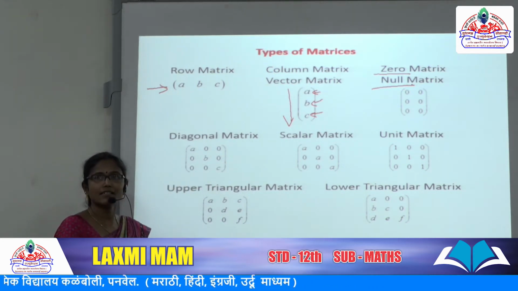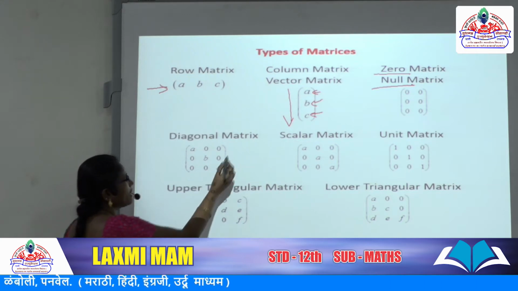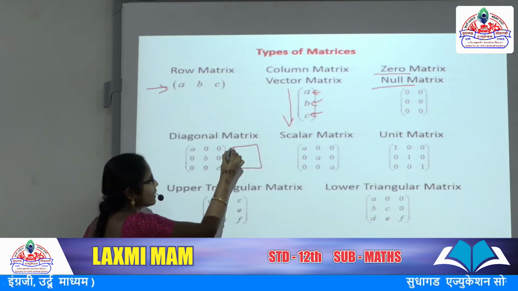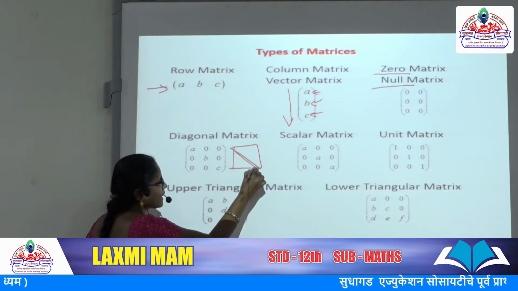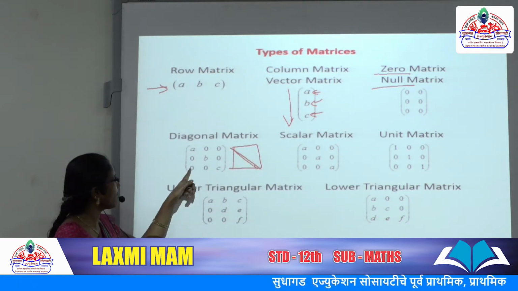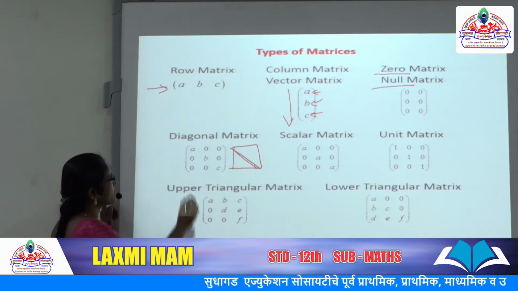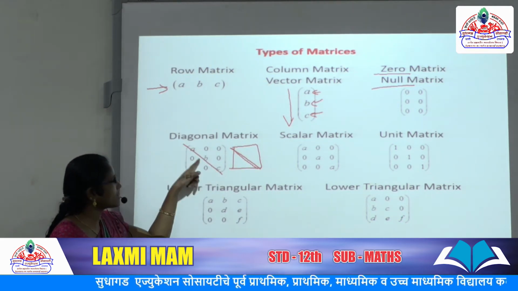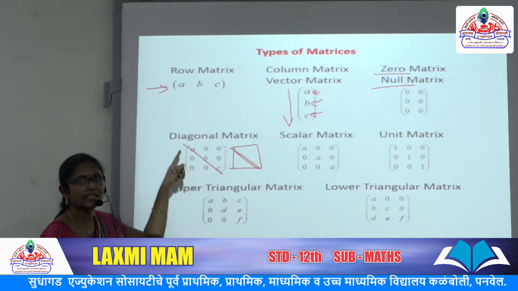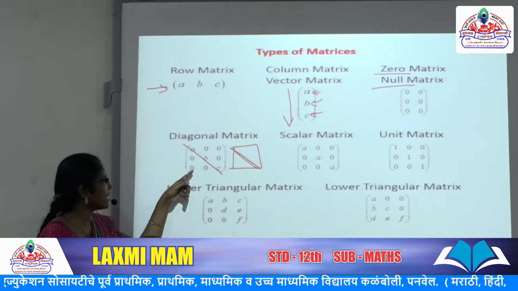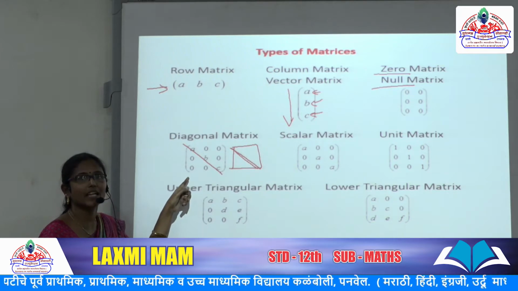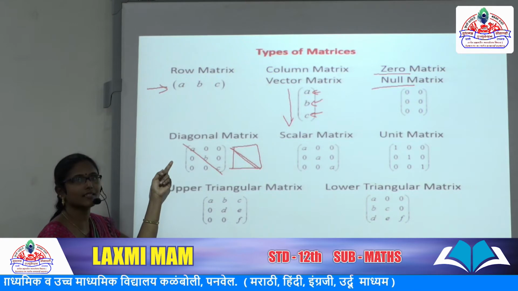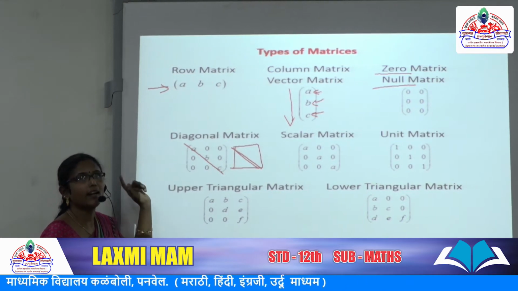Diagonal matrix. See here, diagonal. What do we call a diagonal? Now this is a square, then this is the diagonal of the square. See the matrix, it is a rectangular matrix. What is the diagonal here? This is the diagonal. The diagonal is filled with elements A, B and C. The remaining elements are filled with zeros. Then the matrix is called a diagonal matrix.